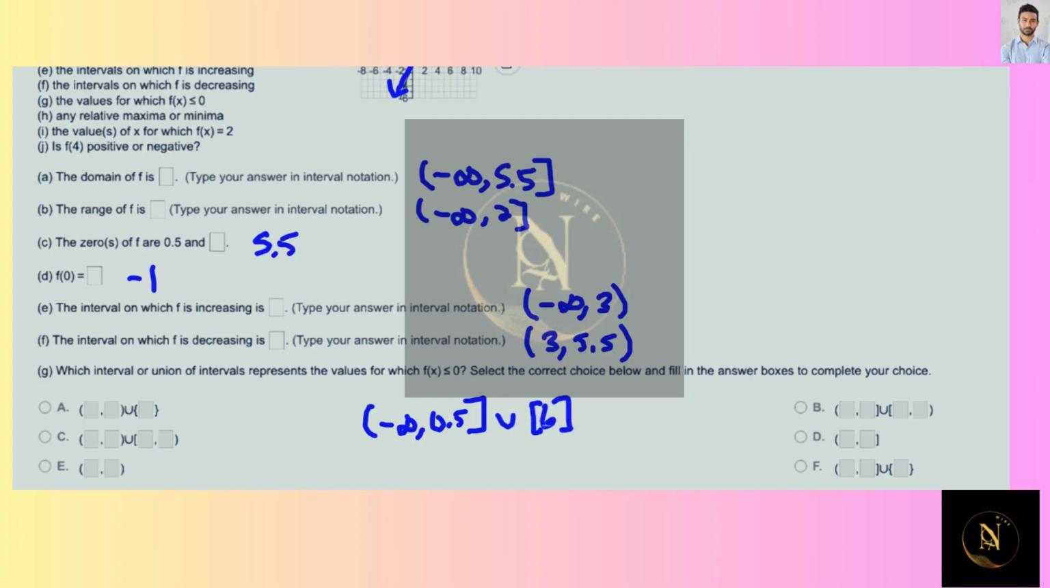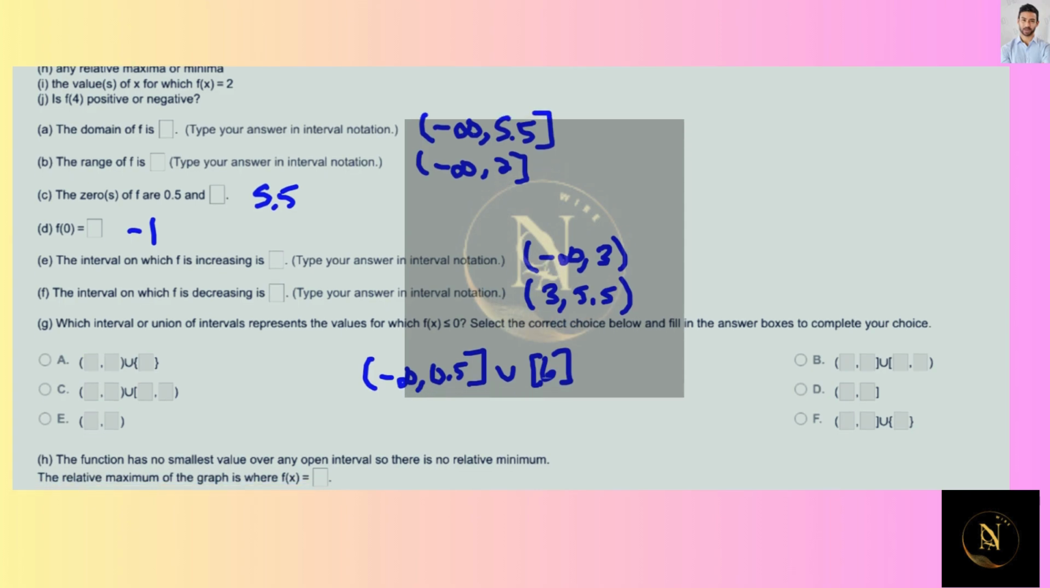union 6. Or you could use that as an element. And so we got to find the right brackets. It looks like this is going to be f. And then we could say from negative infinity to 0.5 included union 6.